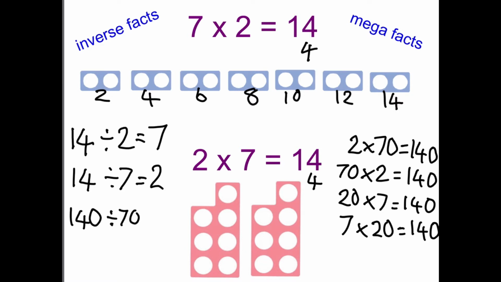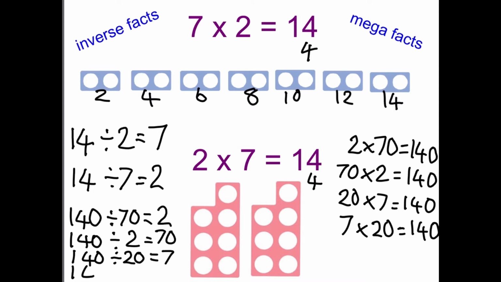So how many 70s do you think are going to be in 140? There will be 2, because we said double 70 is 140. And how many 2s? There will be 70. So all of these ones, you're swapping the numbers around, but you do have to make sure they still make sense.